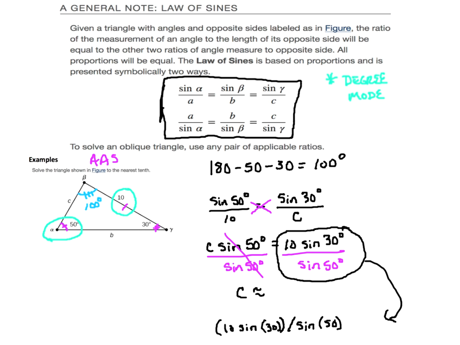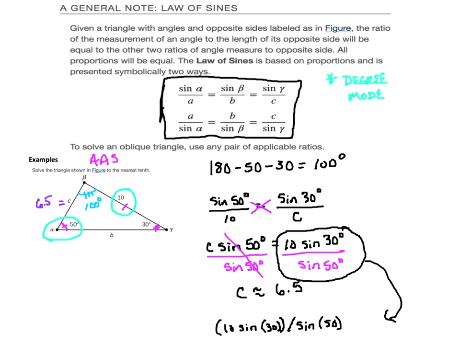And when I put that in, I find that C is approximately 6.5 units. So now I know that my side C is equal to 6.5. All I have left to solve for is side B. So I'm going to do the same thing I just did, except I'm now going to use side B and the sine of 100 degrees.